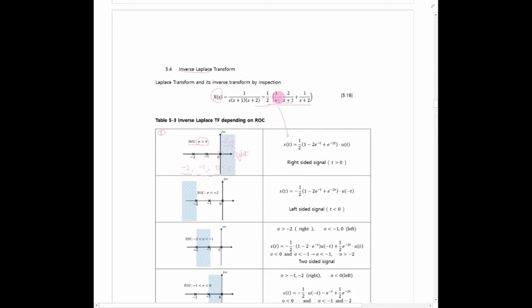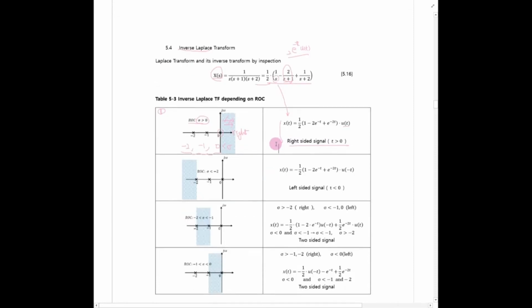This one is a unit step function. That's this one. And this one is 2 times e to the minus t times u(t). Unit step, right-sided signals. So that's this part. And this one, e to the minus 2t times u(t). So right-sided signals is this one.